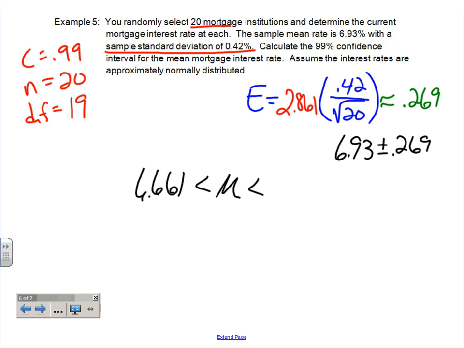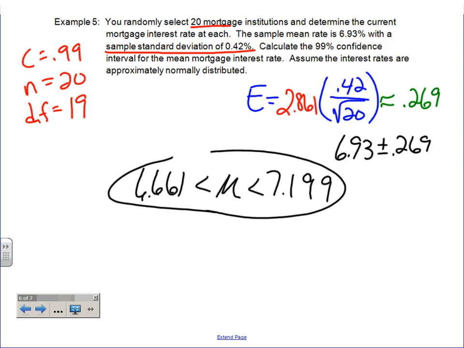And I got 6.661 and 7.199 is what I got for my interval. And based on our information, the mean should actually be in those intervals I come up with 99% of the time.